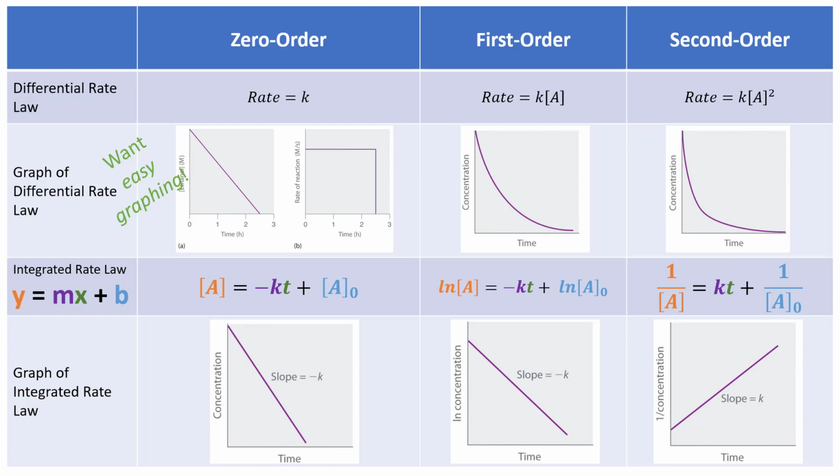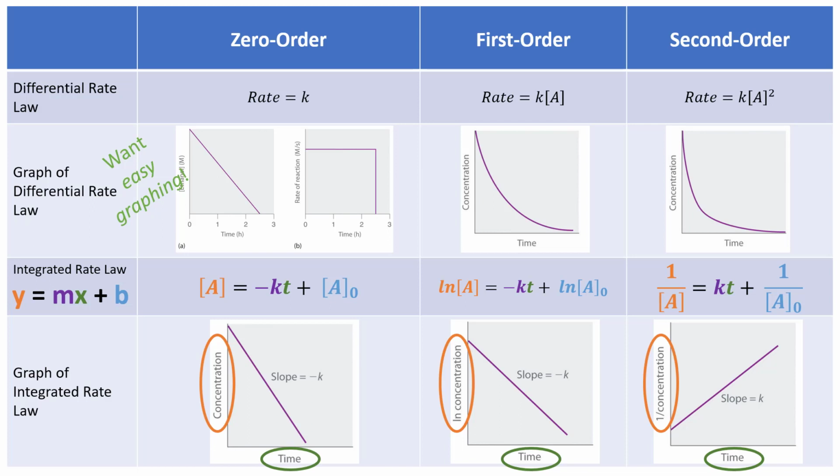What do I mean by that? Well, I need to make sure I choose what I'm graphing on the y-axis appropriately. So I have these highlighted in orange for you. They're also circled here on these graphs. So notice in zero order, you have to graph concentration versus time. For a first order plot, you have to graph the natural log of your concentration versus time. And for a second order plot, you have to graph 1 over your concentration versus time. And if you do that, every single one of these reaction orders should give you a linear plot.